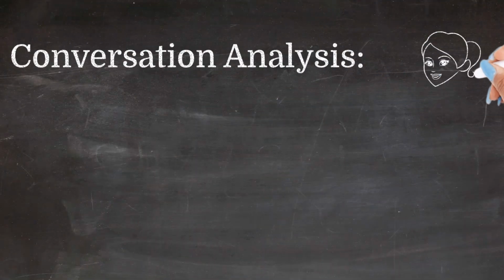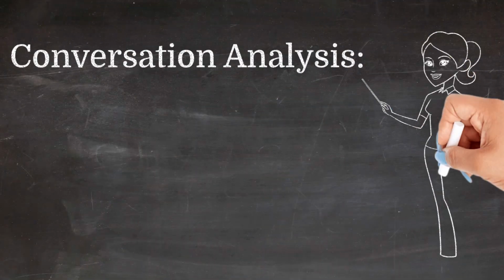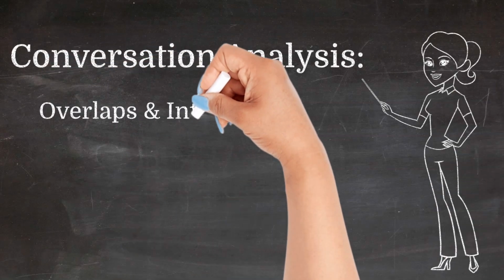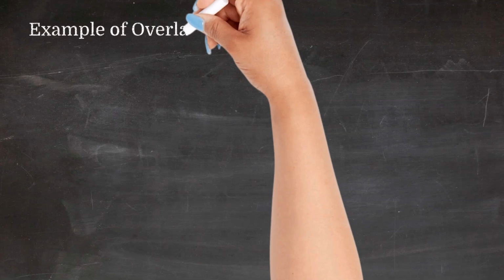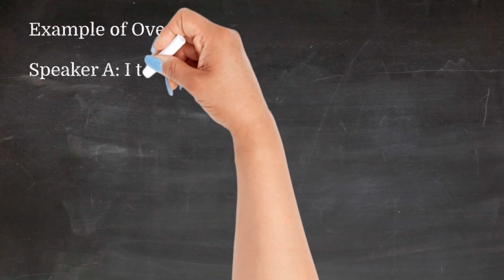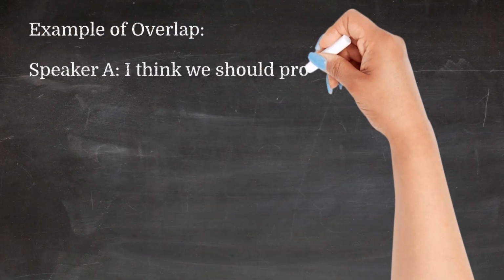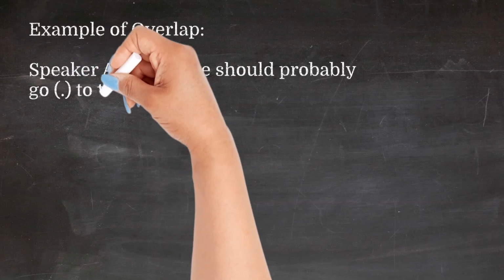Today we will talk about conversation analysis, focusing specifically on overlaps and interruptions. Overlaps and interruptions are important features of natural conversations. To illustrate this, let's start by looking at an example between two speakers.